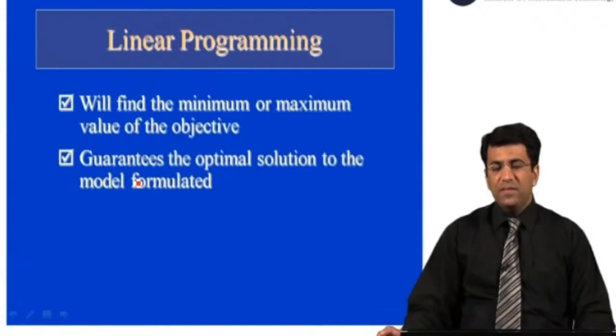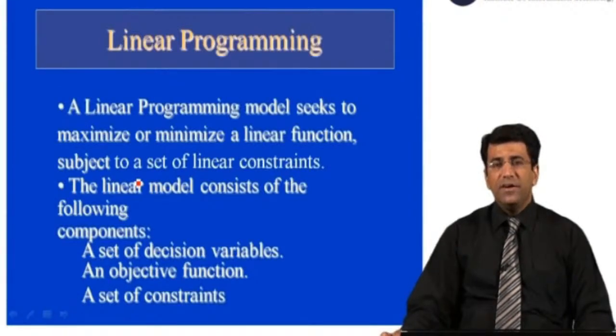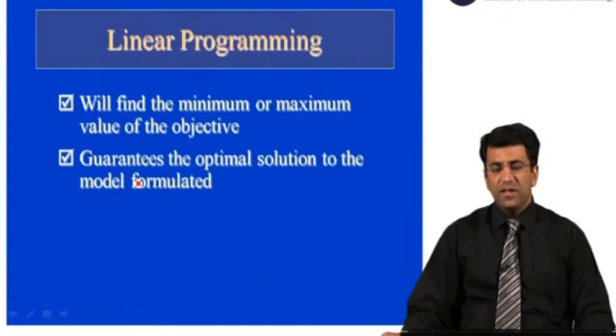Then we will find the minimum or the maximum value of the objective. When we are able to identify our objective function, we will be interested either to maximize our objective function or to minimize it, which may be the cost function, in which we are interested in minimization.